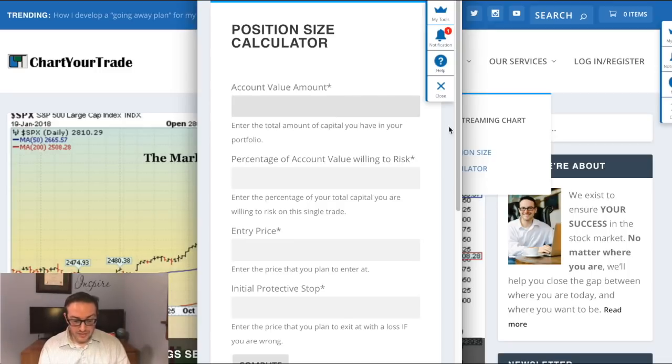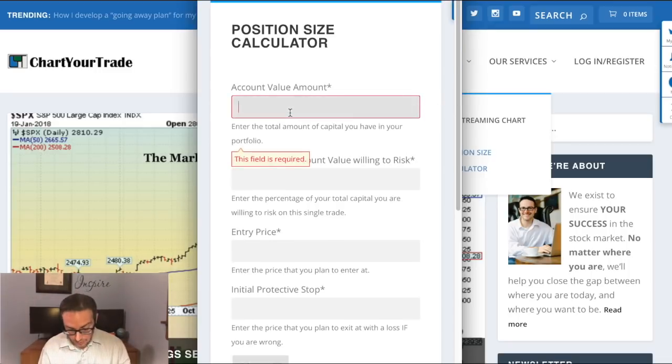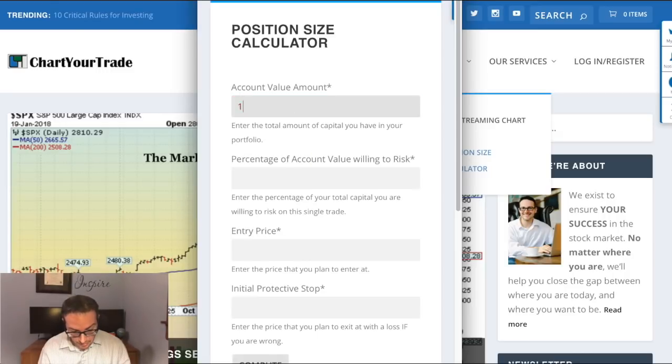So for this one, let's say that we are using a hypothetical $100,000 account just to keep the numbers nice and round and easy to look at. Typically on every single trade, I'm risking 1% of my trading capital. Sometimes it could be a little bit more, sometimes a little bit less, but those are subtler nuances that are outside the scope of this. On average, it's 1%, so we'll go with that.